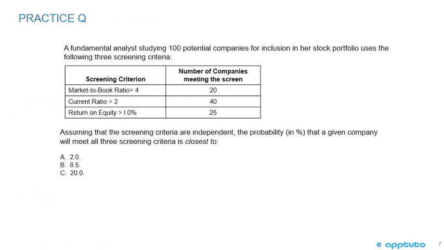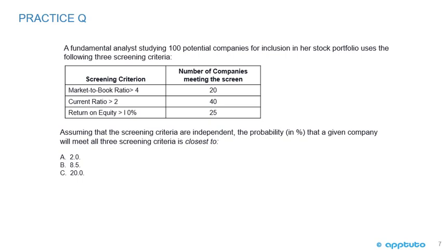Okay, we're down to the last practice question for this LOS. A fundamental analyst studying 100 potential companies for inclusion in her stock portfolio uses the following screening criteria. The first screening criterion is a market to book ratio over 4. 20 companies out of the 100 meet that criterion. The second screening criterion is a current ratio over 2. 40 companies out of the 100 potential companies meet that screen.